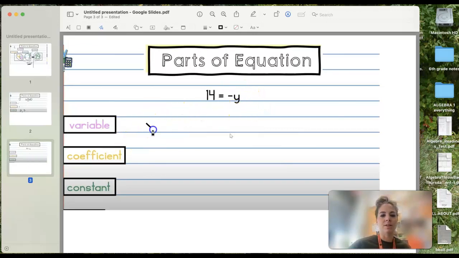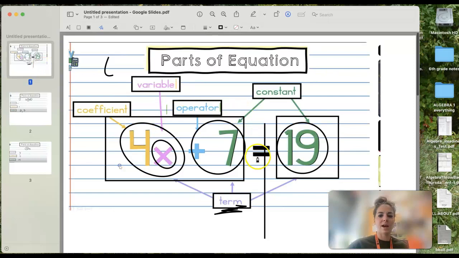Our variable is y. The coefficient, this sometimes is tricky for students. There's a negative there, and again, we're going to think of that invisible 1. So our coefficient this time is negative 1. I could put a negative right here, and then you can see y is being multiplied by a negative. And then we have one constant in this equation. Our constant is 14.